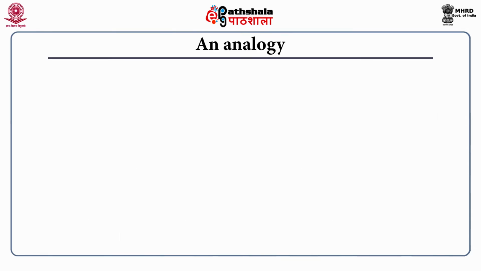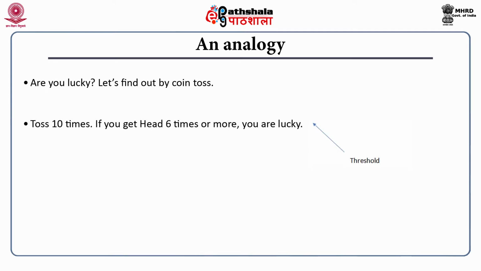Now let us see an analogy. Are you lucky? Let's find out by a coin toss. Toss the coin 10 times. If you get 6 times or more, you are lucky. That is my hypothesis, right? Before even doing your coin toss, I say if you get 6 times or more head, you are lucky. Now you do that coin toss, and the result is 6 heads and 4 tails. Now you have to conclude you are lucky.